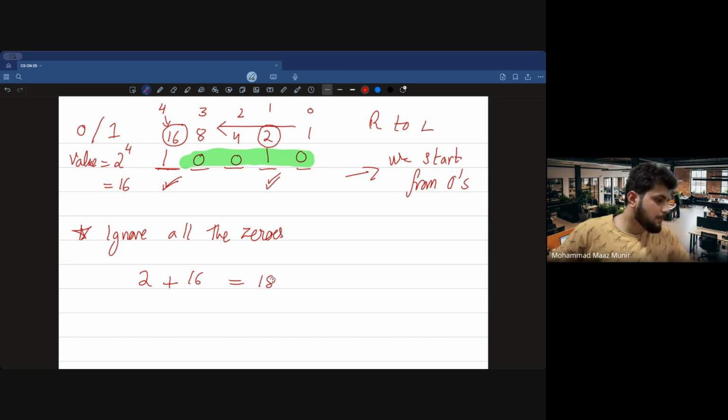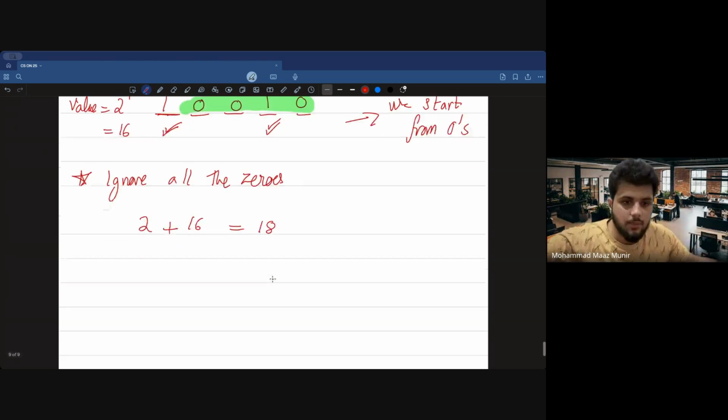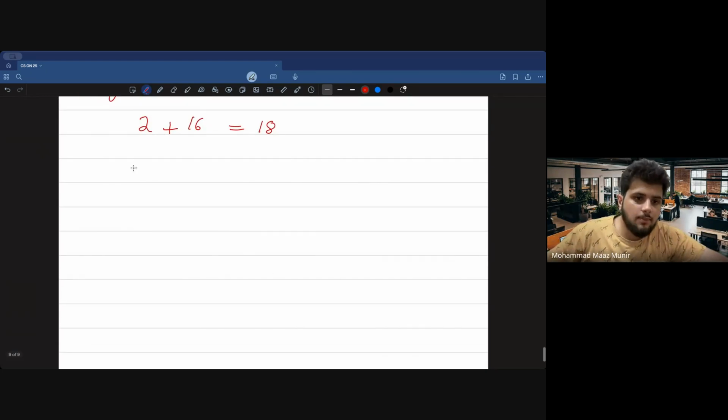Perfect. Pretty much a lot of you got the correct answer. That's really great to see. This is basically how you convert a binary number into a denary number. Now let's do some other examples too. This time, let's do 1, 1, 0, 0. We have these four digits. Value is equal to 2 raised to the position.